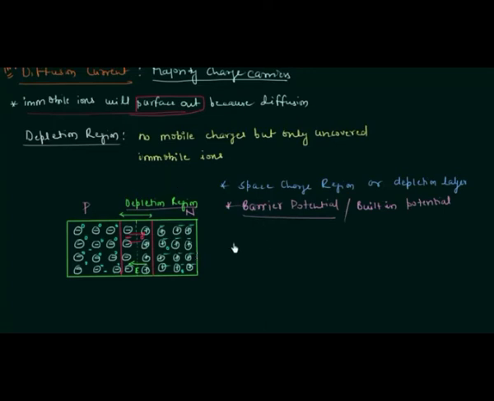And this drift current has the direction opposite to the diffusion current. Before that, I will complete this: the drift current is due to the minority charge carriers, and the diffusion current was because of the majority charge carriers.